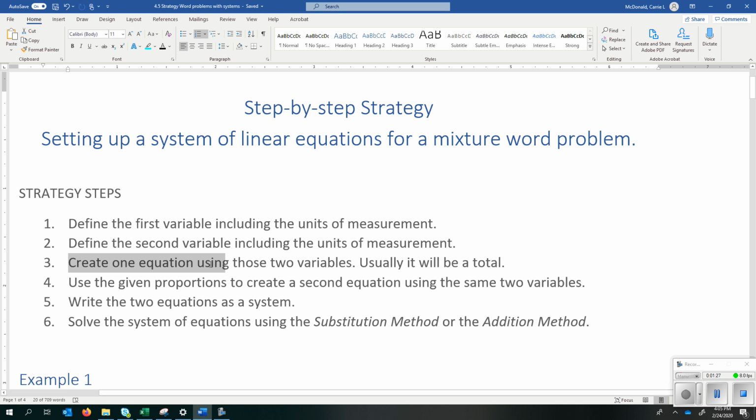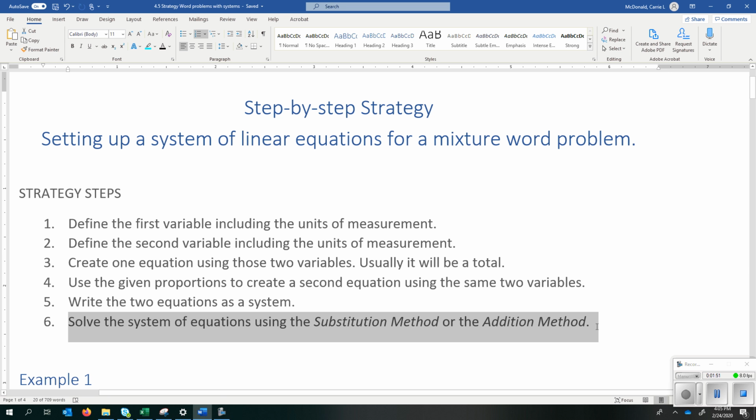Step 3 says create one equation using those two variables. Usually it'll be a total. Step 4, use the given proportions in the problem to create a second equation using the same two variables. Finally, write the two equations as a system, and finally solve it, which we will not be going over, that last step.